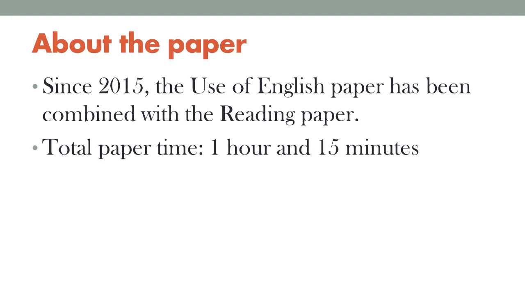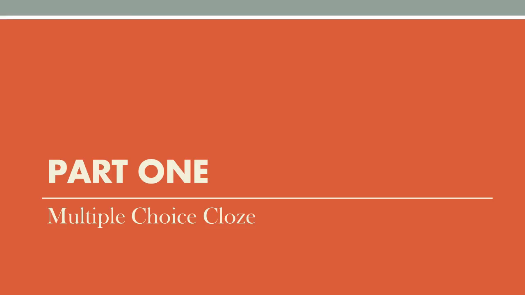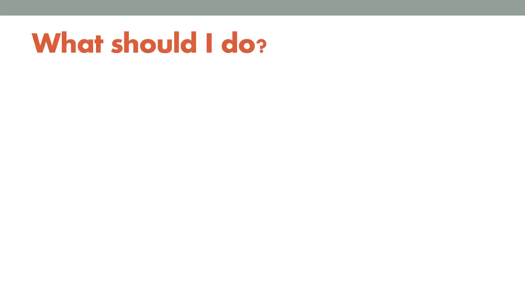You now have 1 hour and 15 minutes to do this new combined paper, and for the use of English there are 4 parts with a total of 30 questions. The first part is what we call a multiple choice cloze. In this part of the exam you'll have a text with several missing words, and at the bottom of the text there will be 4 options. You have to choose the right one.